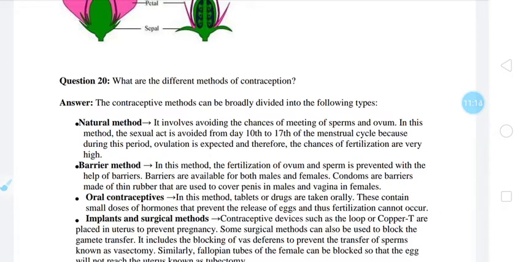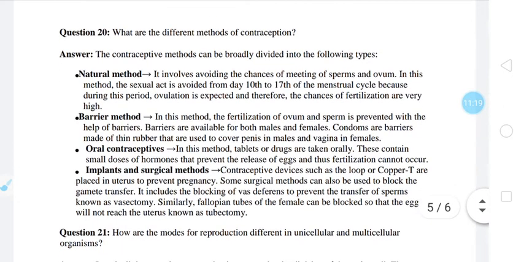The contraceptive methods can be broadly divided into the following types, in which first is the natural method. It involves avoiding the chances of meeting of sperm and ovum. In this method, the sexual act is avoided from day 10th to 17th of the menstrual cycle, because during this period ovulation is expected and therefore the chances of fertilization are very high. So this is the natural method: avoid copulation between 10th to 17th day of the menstruation cycle.